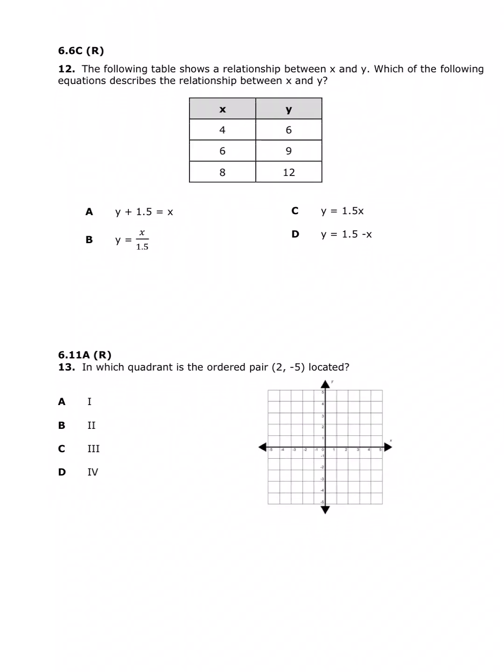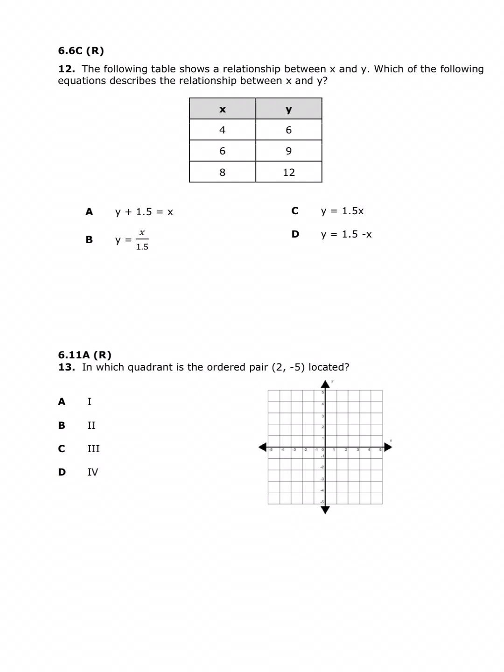Number 12. The following table shows a relationship between x and y. Which of the following equations describes the relationship between x and y? A, y plus 1 and 5/10 equals x. B, y equals x over 1 and 5/10. C, y equals 1 and 5/10 x. D, y equals 1 and 5/10 minus x.